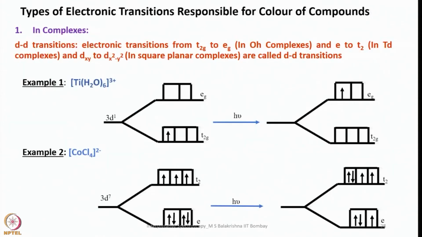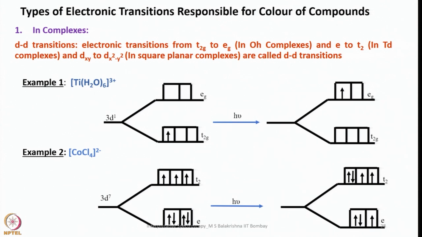Now let us look into the types of electronic transitions responsible for the color of compounds, especially coordination compounds. In complexes, instead of the several transitions I showed you, sigma to sigma star, pi to pi star, n to pi star, n to sigma star, which are all mostly confined to organic moieties, we can also see transitions in metal complexes originating from ligands or metals to an extent, and we get one more extra transition, called the d-d transition in metal complexes.